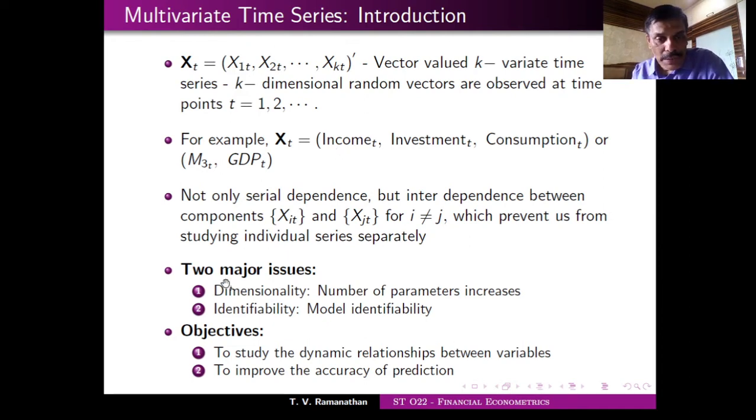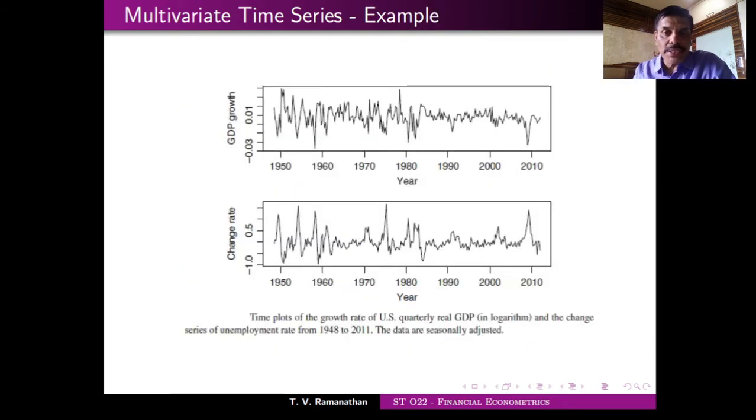So one major issue in this context is dimensionality, that the number of parameters increases. Another major issue is identifiability, because when you have more parameters, two probability mechanisms look alike, so you are unable to distinguish between them. That is basically identifiability. These are the two major issues, and we'll see how they are addressed in many cases. Here the objective is to study the relationship between variables to improve the accuracy of the prediction.